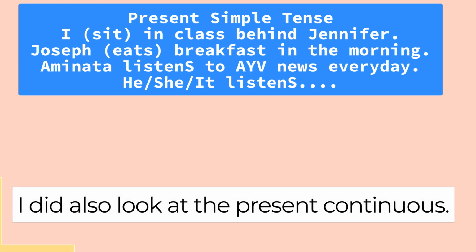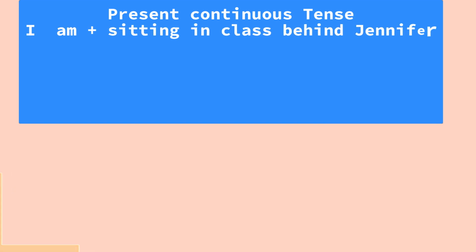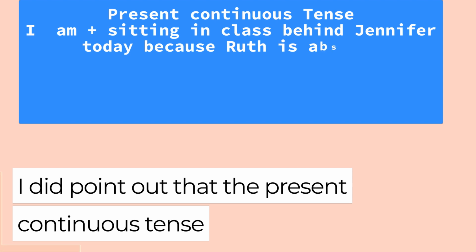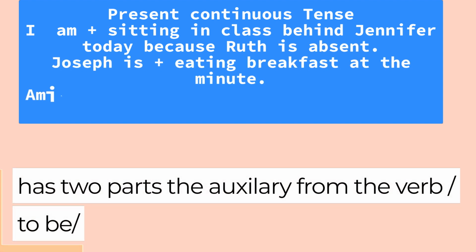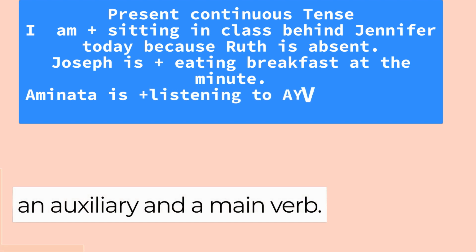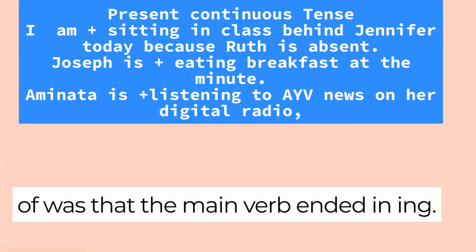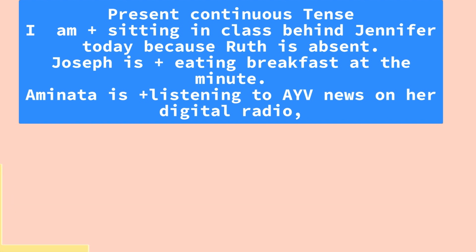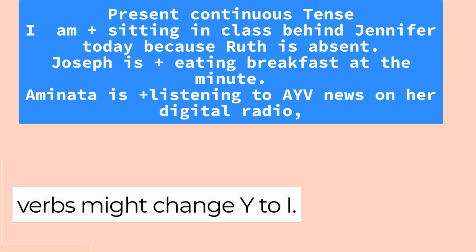I did also look at the present continuous. The present continuous describes an action that's occurring at the minute. I did point out that the present continuous tense has two parts. We refer to the parts of this tense as an auxiliary and a main verb. And I did say what we needed to be aware of was that the main verb ended in ing. You might have noticed that irregular verbs might change Y to I.